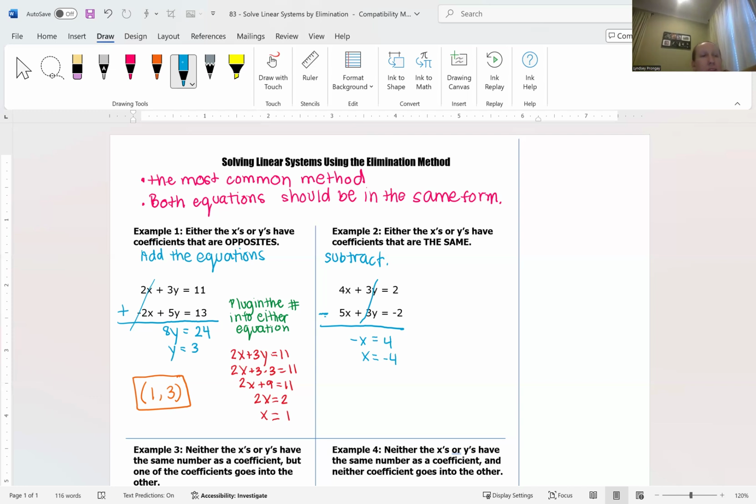Your other option, like I said, is that we can manipulate things to do what we want. We can change the signs of one equation, which will make it just like the question before, where we'll have opposites. And then we can add.